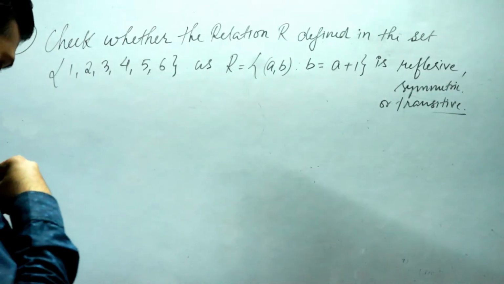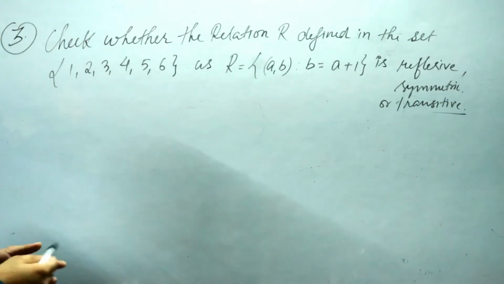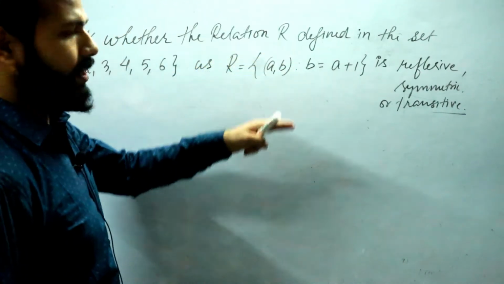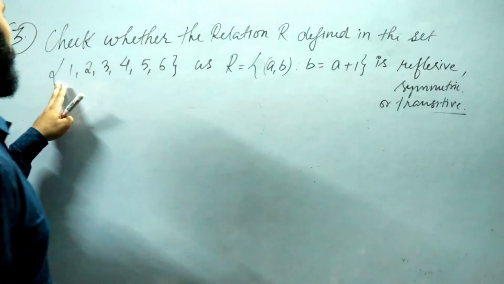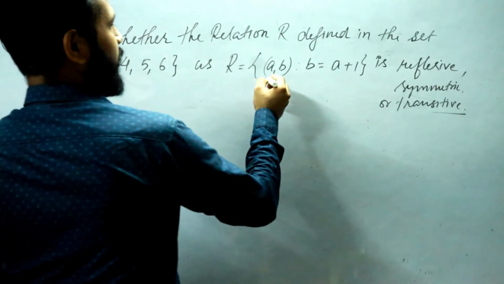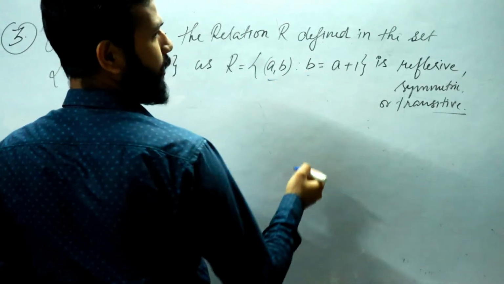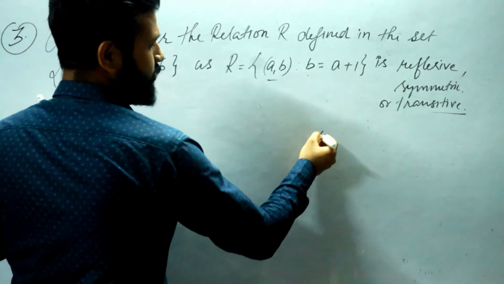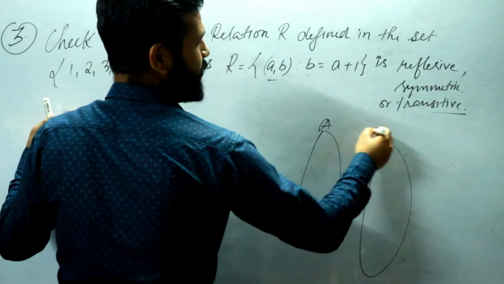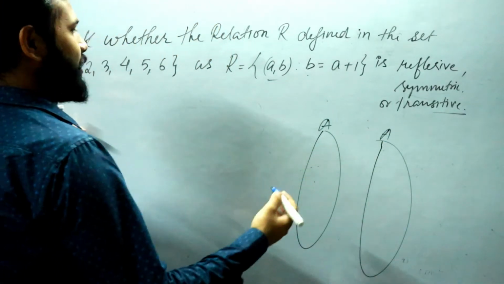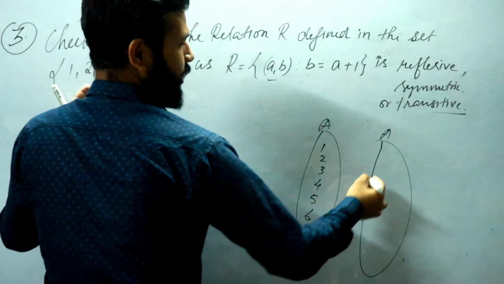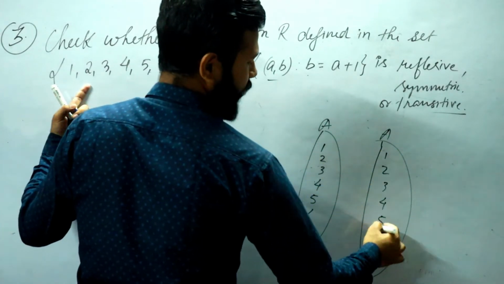Question number 3 of exercise 1.1. It is a nice, interesting, easy, simple question. Check whether the relation R defined in the set {1, 2, 3, 4, 5, 6} as R = {(a, b): b = a + 1} is reflexive, symmetric or transitive. So the relation is given from one set to another set, and both are the same set. Let us consider set A and set A, and the elements on the sets are 1, 2, 3, 4, 5, 6. Here also 1, 2, 3, 4, 5, 6 are there.